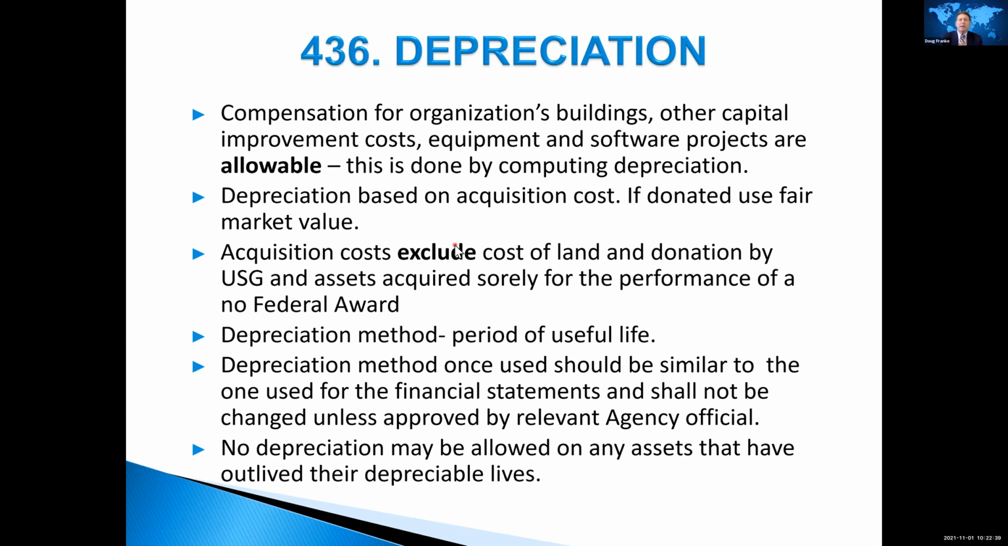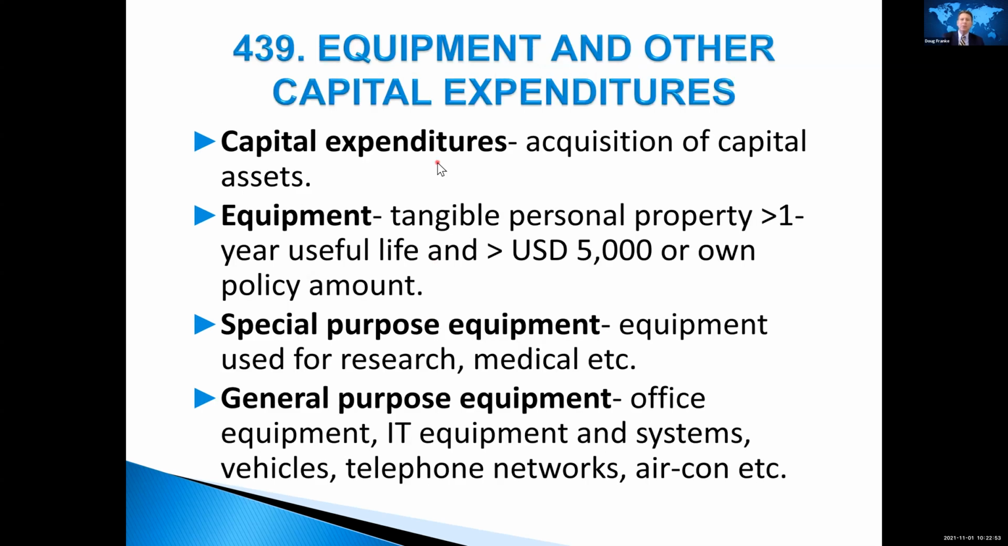So depreciation is allowable. If you own your own assets, your building, your vehicles, your computers, your generator, you are allowed to depreciate those costs and charge them to the US government. Okay. Equipment, capital expenditures. I talked about this before. The US government rule is $5,000. Everything above that, you are going to have to put on the asset register. But there are categories of equipment, that's why I say you need a person who learns about the equipment rules, because it's not straightforward.